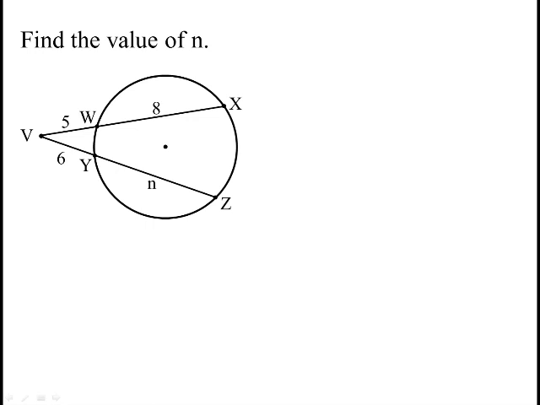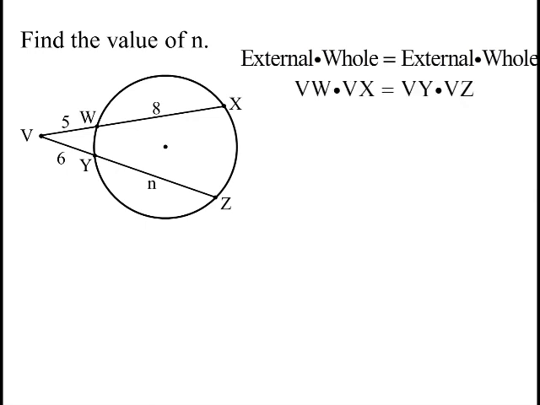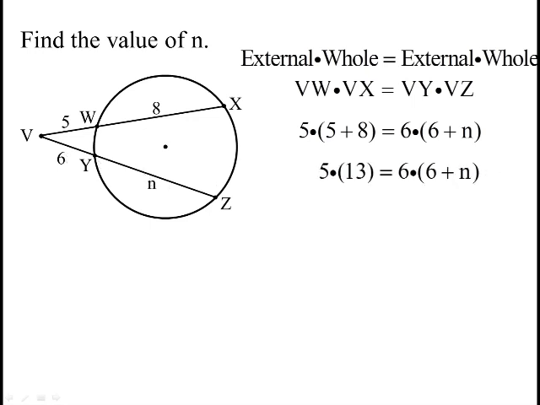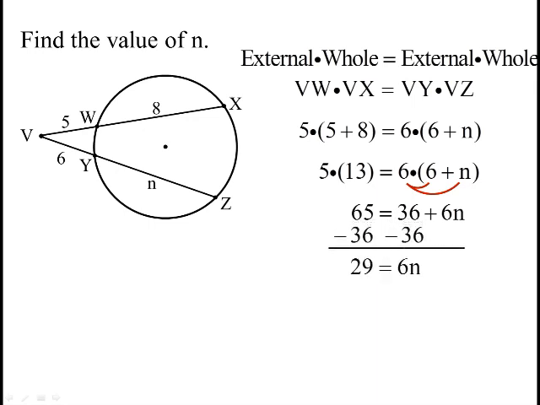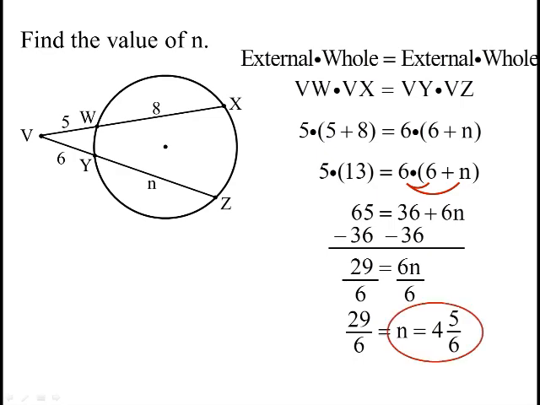So why don't you give this a try? It's not 5 times 8 equals 6 times n, if that's what you're thinking. That's what a lot of students do, and they mess it up. It's the external piece 5 times the whole thing, which would be 5 plus 8, or 13. And then it'll be 6, the external piece, times the whole thing, 6 plus n. And you distribute, solve it. You're going to come out with kind of a nasty fraction, 29 over 6, or 4 and 5/6.